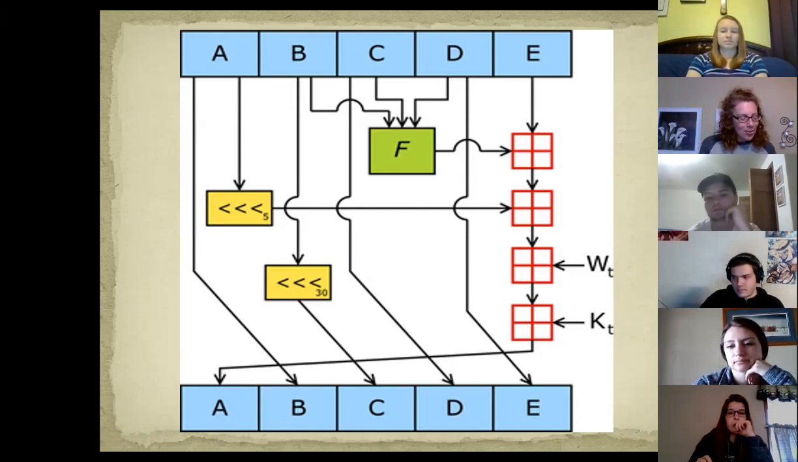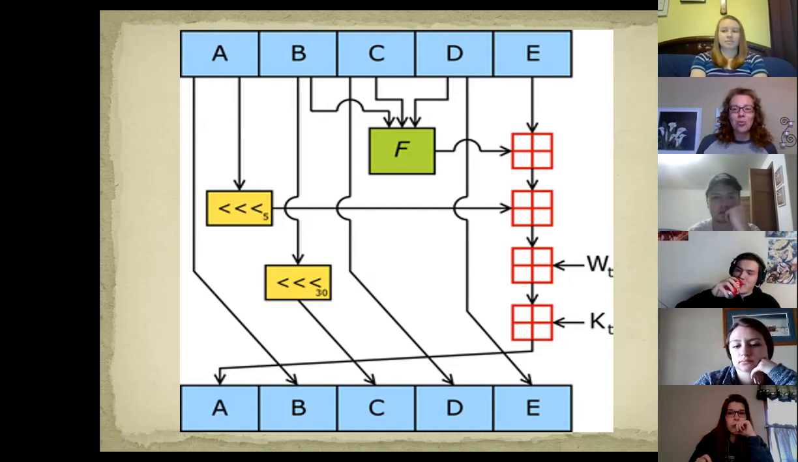Okay. So then, now that we've got this, how do we actually output a hash value? Daniel, question first.